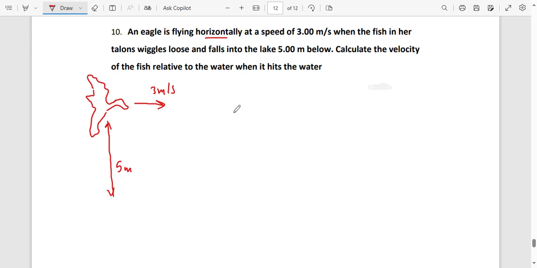So to calculate that velocity, we can say first, because this fish is going to be moving downwards like this, we should be able to find the x component of the velocity and the y component of the velocity. But the x component at which the fish will be moving is actually equal to the horizontal, or the x component at which the bird is moving, the eagle. And that is the 3 meters per second. So the only thing we need to find now is the y component.